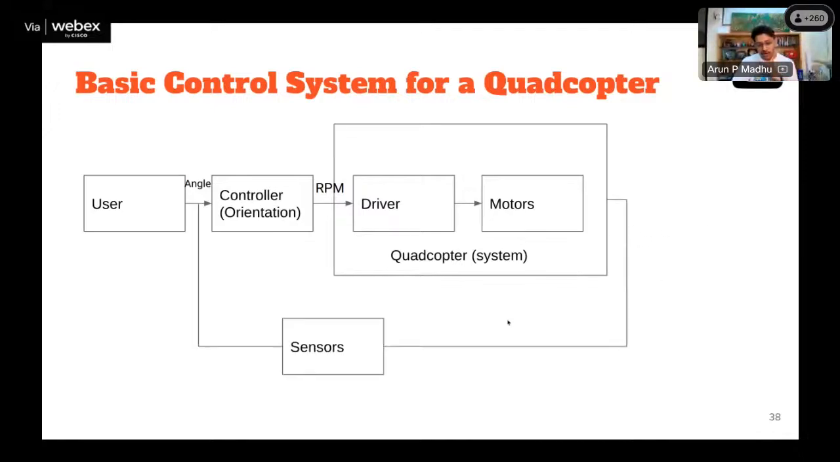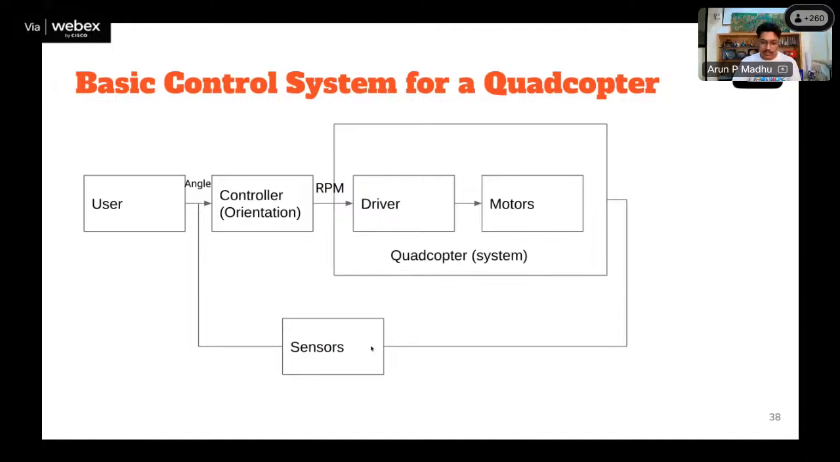Then we can have something called sensors to measure the angle of the quadcopter. I have mentioned on the flight controller side, we have something called an IMU, or inertial measurement unit, to measure the orientation and position of your quadcopter. Just like you have an IMU inside your smartphone, similar to that, you can have an IMU on your flight controller also.